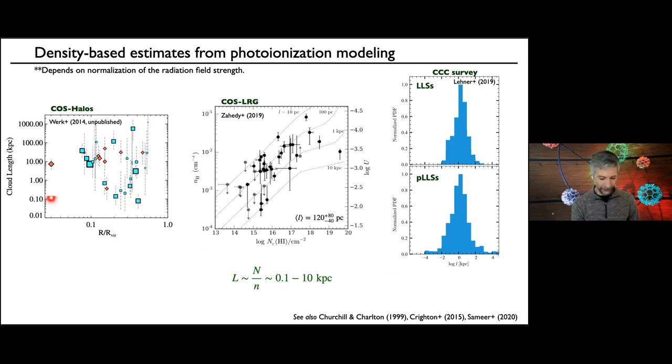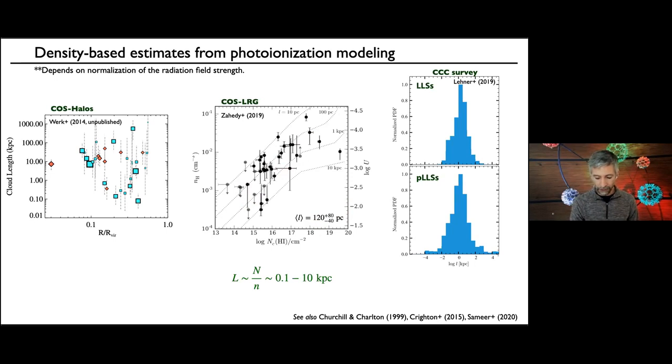So this is the length scale for the photoionization modeling that comes from the COS-Halos analysis. Fakhri Zahedy showed this as the density as a function of column density for the COS LRG survey that he and Xiaowen led. And you can see lines of constant length scale in here. They give a typical length of about 100 parsecs or so for the models that they have.